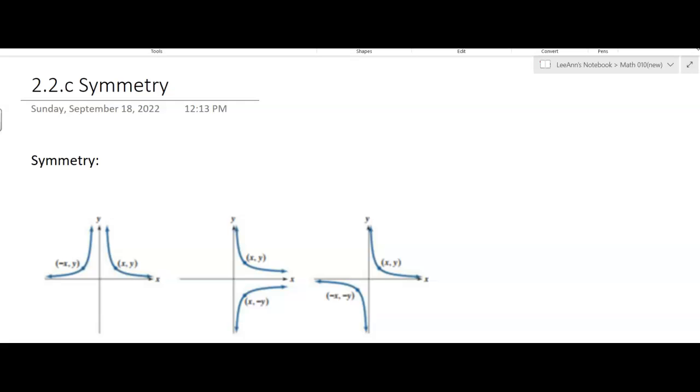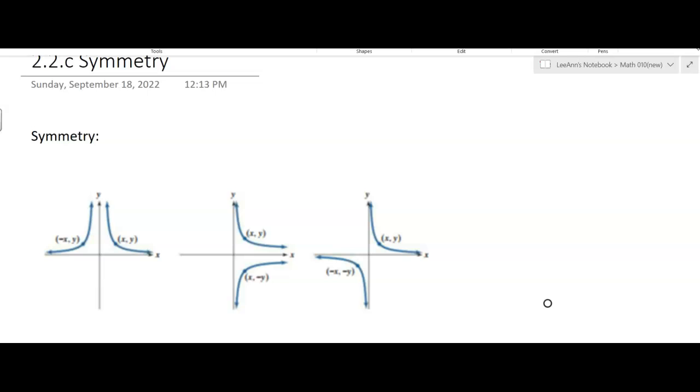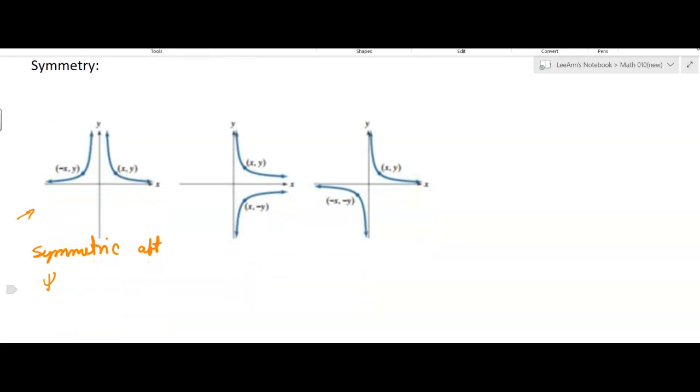Okay, so we're going to talk about symmetry with graphs, and not all three of these graphs are functions. We'll just talk about that in a minute. So this first one, we say it's symmetric about the y-axis.